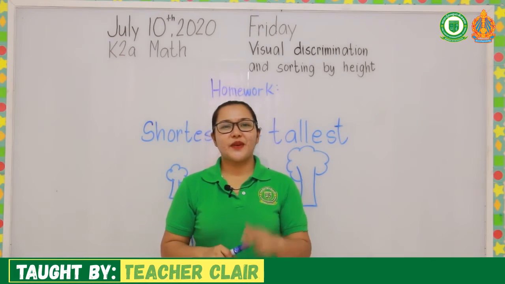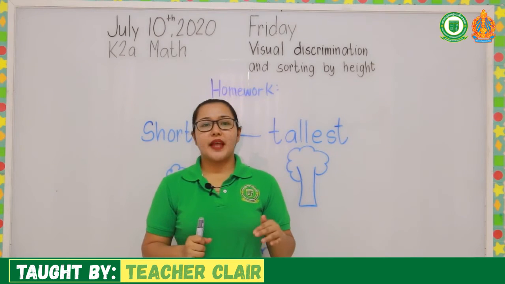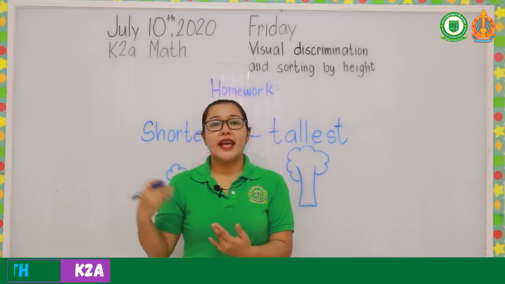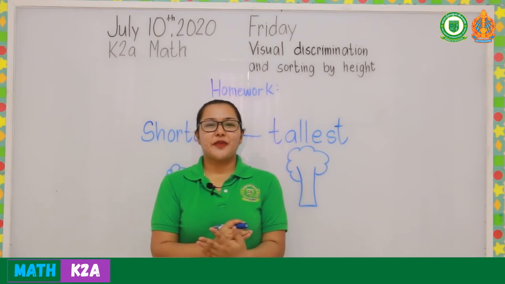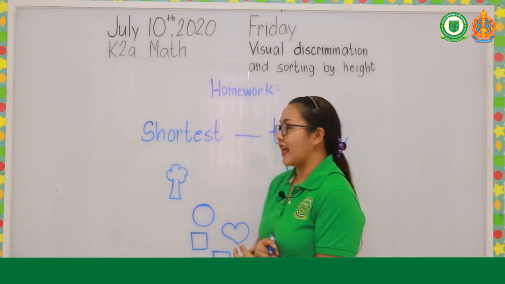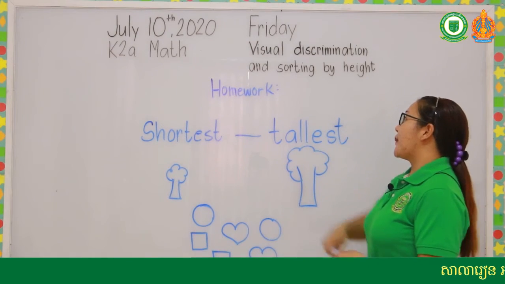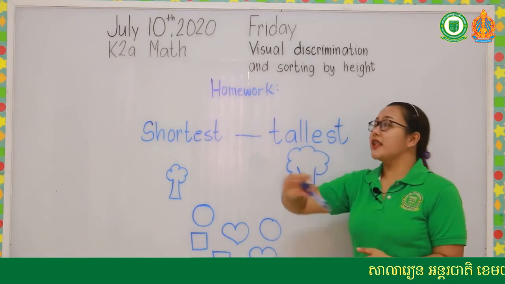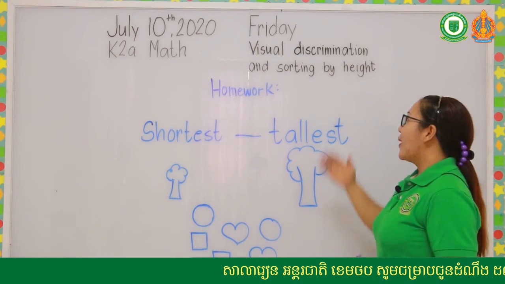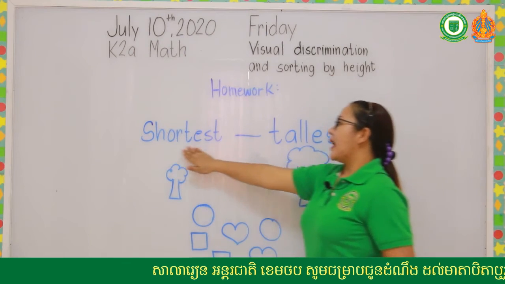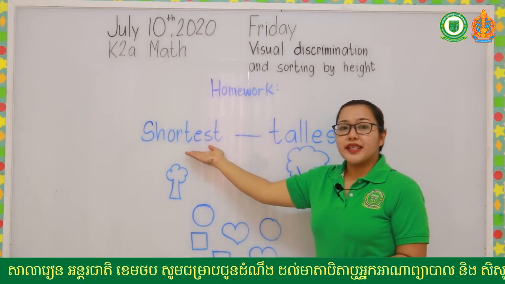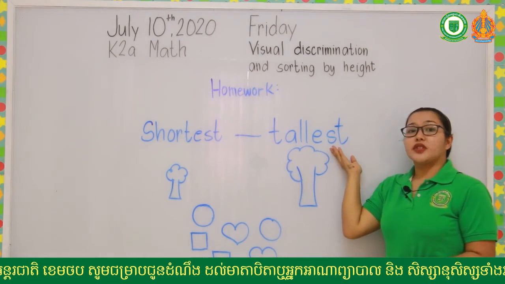All right, I'm back, kids, for your homework. I'll be sending you a video with instructions and pictures, okay? So before we end our class, let's have a short review of what we learned today. Today, kids, we learned about visual discrimination and sorting by height. When we say sorting by height, it is identifying which is the shortest and which is the tallest.